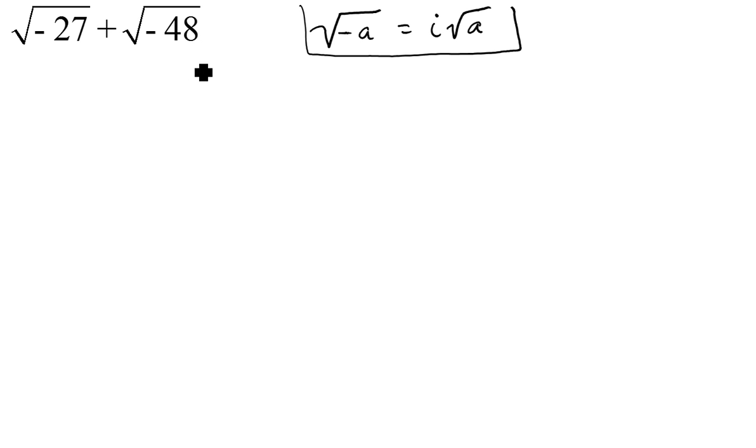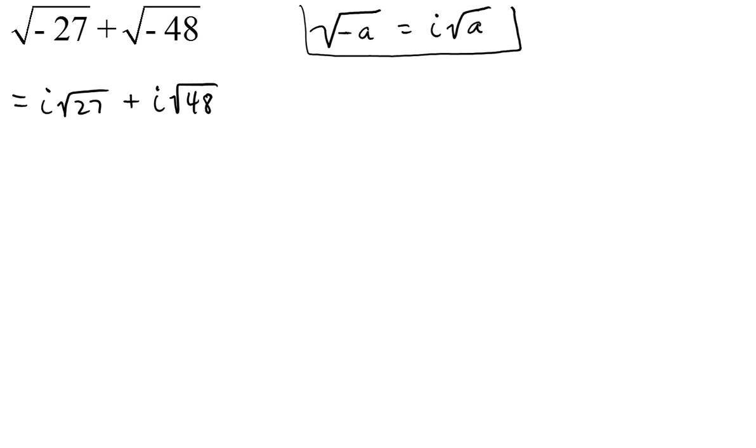So whenever we see a square root of a negative, the very first thing we need to do is write it in this form so that we get i times the square root of a, and that way we can use our square root properties that we know to work with that square root of positive a. So this form, basically what happens is that negative sign comes out in front as an i. And so what we get here is we have i times the square root of 27 plus i times the square root of 48.